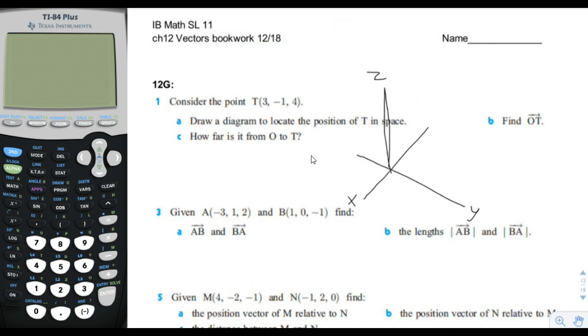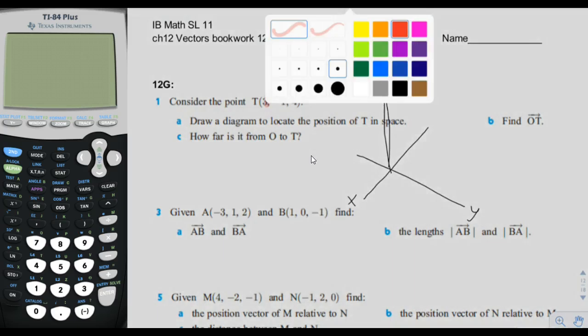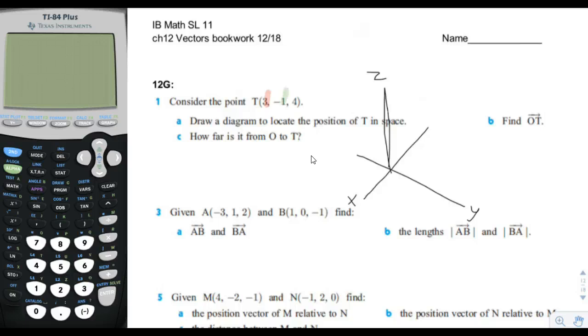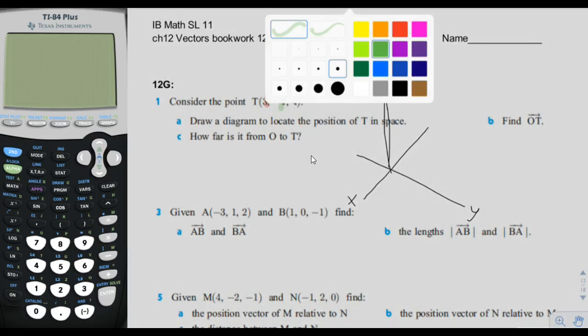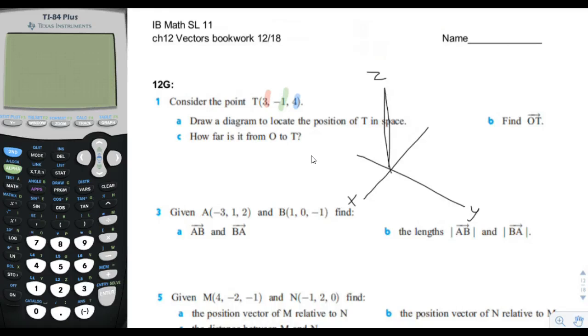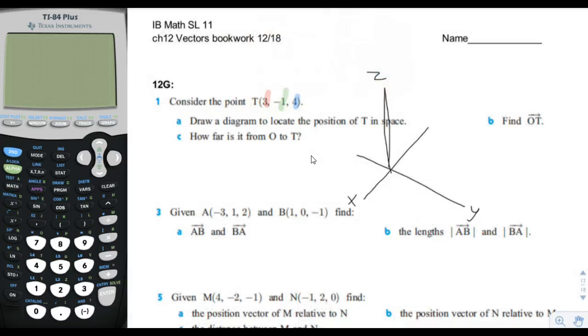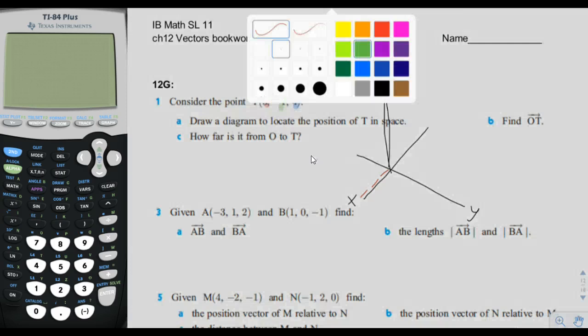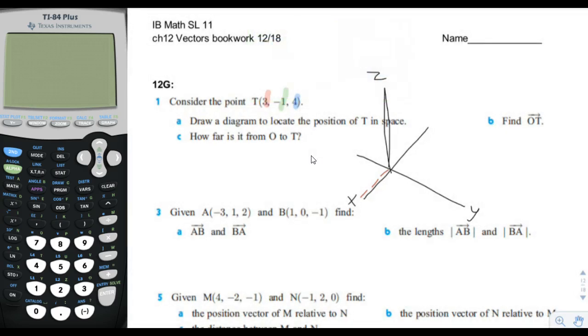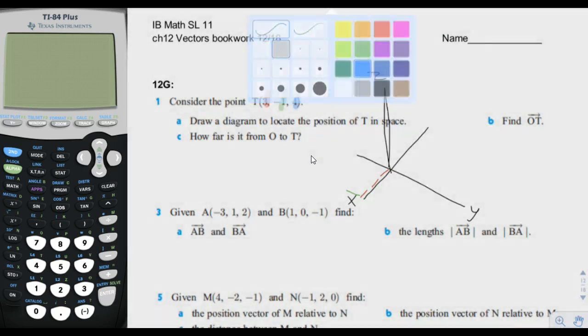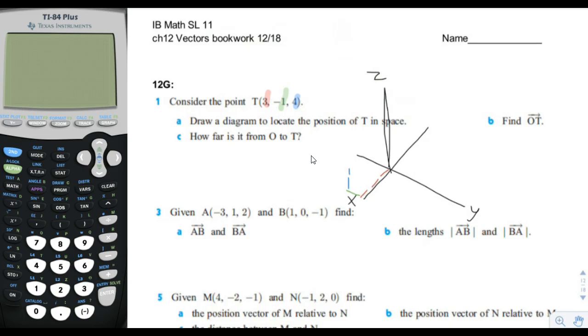So we'll say x is red, and y is green, and z is blue. And then we're going to draw with these colors 3 units, 1, 2, 3 units, and then we're going to do green, we're going to do -1 unit, so that means instead of going to the right it goes to the left, and then 4 units up, 1, 2, 3, 4. So the point in the end is located right there.